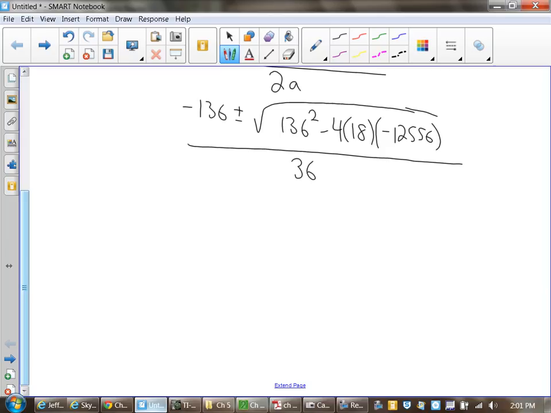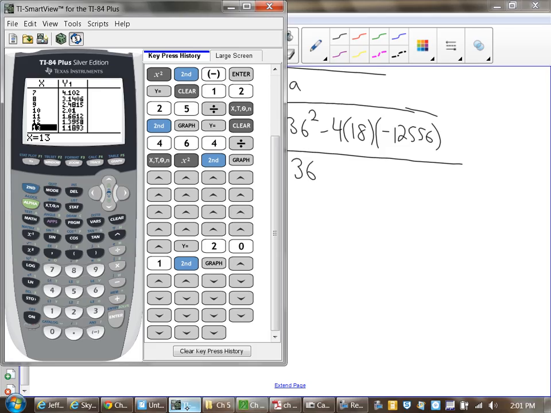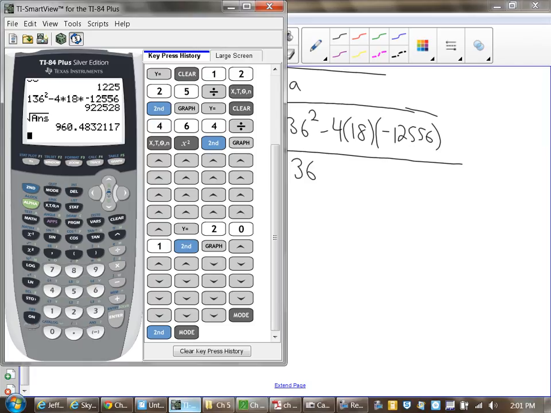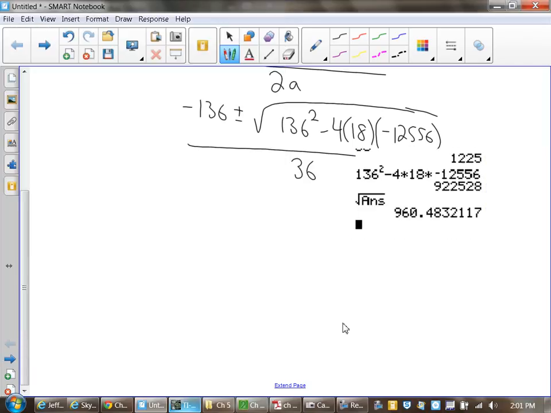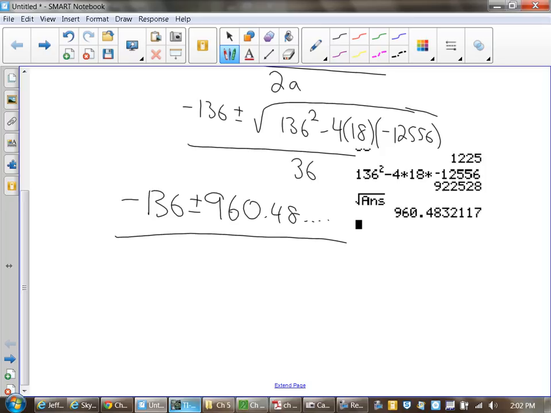Here, when you type that through, we get 922,528. That's the discriminant. Take the square root of it, I get 960 and change. So I wind up with negative 136 plus or minus 960.48 and so on, all over 36.